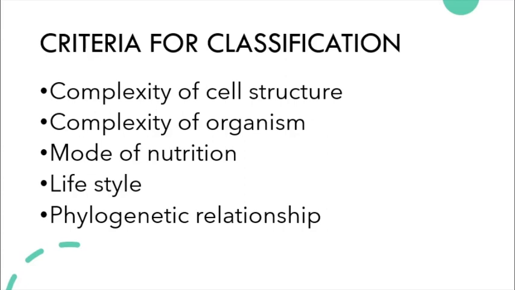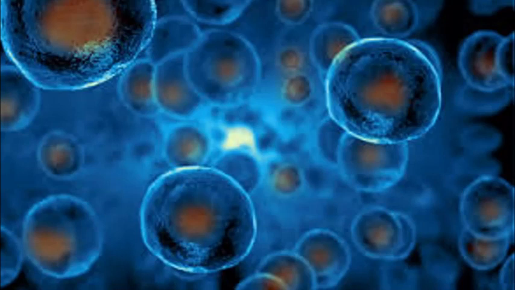So children, this was all about the five kingdom classification given by Robert Harding Whittaker, and we also studied the criteria for the classification. So there are five kingdoms: Kingdom Monera, Kingdom Protista, Kingdom Fungi, Kingdom Plantae, and Kingdom Animalia. In the next video, we will be studying about these five kingdoms.